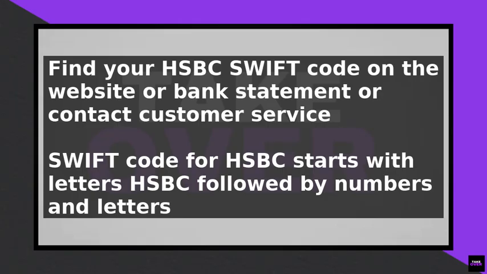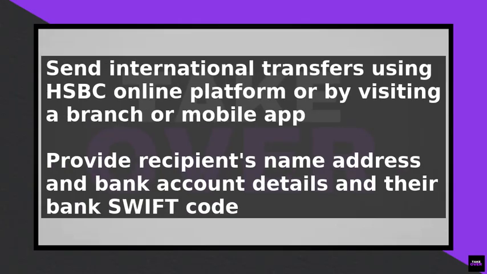To send an international transfer, you will need to provide the recipient's name, address, and bank account details, as well as the SWIFT code of their bank. You can do this through the HSBC online banking platform, by visiting a branch, or by using the HSBC mobile banking app. When receiving an international transfer, you will need to provide the sender with your name, address, and bank account details, as well as your HSBC SWIFT code.